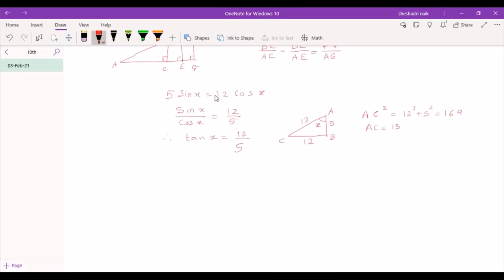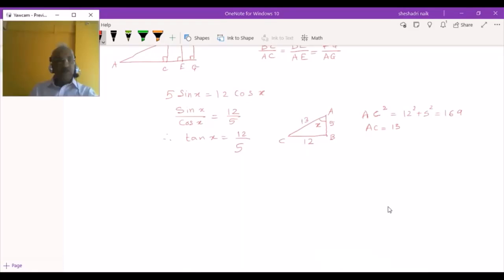And once you know AC is equal to 13, then you know the value of sec x and cosec x. Now, the Pythagorean triplet that you mentioned, that is what I was going to discuss later on. But since you mentioned it, there are important triplets. What are triplets? 3 numbers. They're 3 integers, and those 3 integers form a right angle triangle.